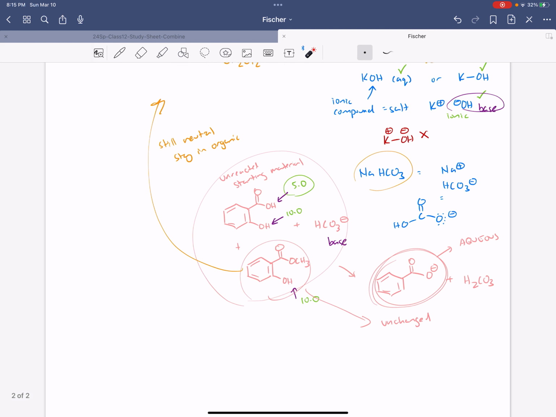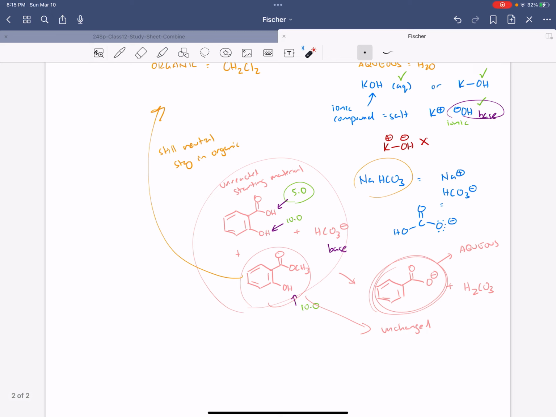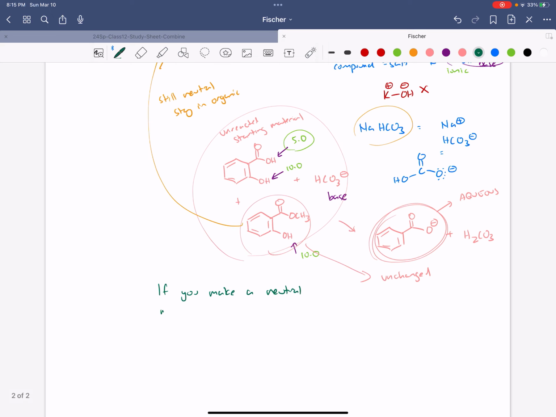Now, is that always going to be 100% true? No. But the thing that is true all the time is that if you make a neutral molecule charged, I'm not going to guarantee that it goes into the aqueous, but I will guarantee that it will be more water soluble. So if you make a neutral molecule charged, let's put the D back.